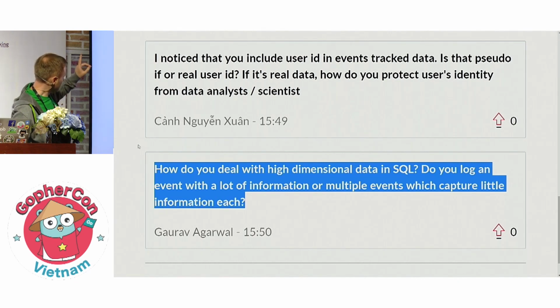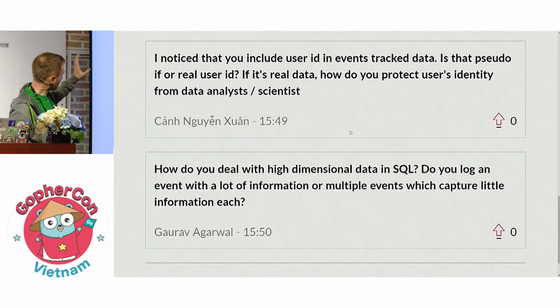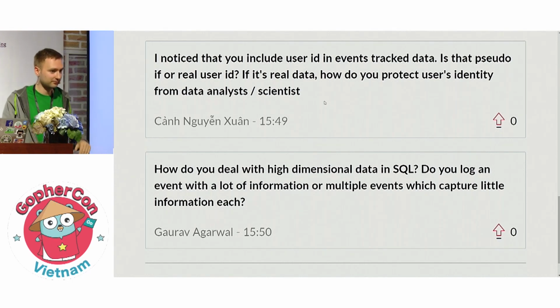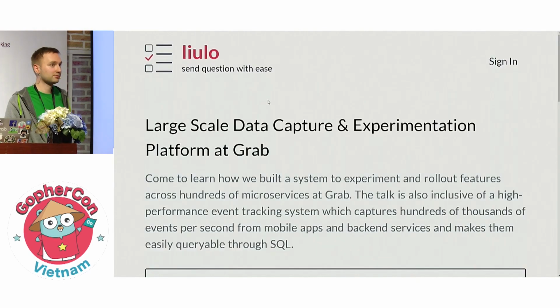Right. For PAX user IDs, actually they're internal user IDs, so we don't know who it is. It's private, and we're actually very careful about that. Does this answer your question?